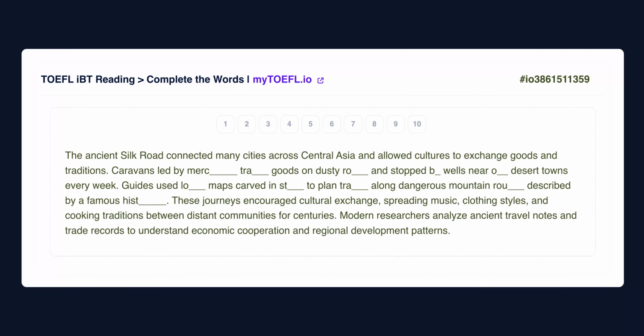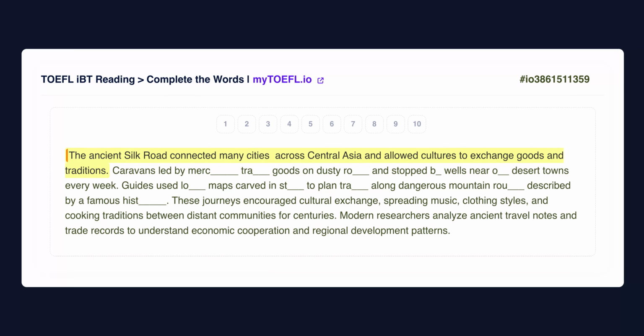Let's look at the first sentence of our paragraph. This sentence is fully complete, which is great because it gives us the main topic without any missing information. Read it carefully to understand who or what we are talking about, as this will set the stage for the rest of the text. The ancient Silk Road connected many cities across Central Asia and allowed cultures to exchange goods and traditions. This opening sentence introduces our subject clearly.